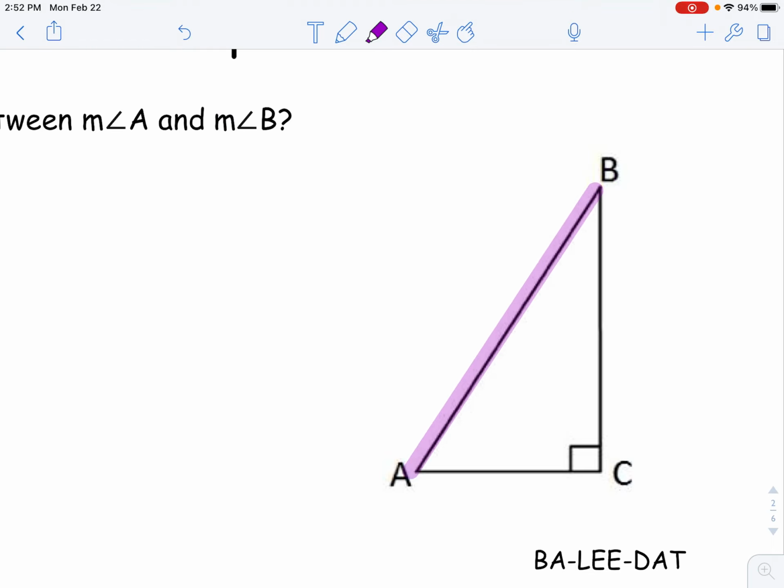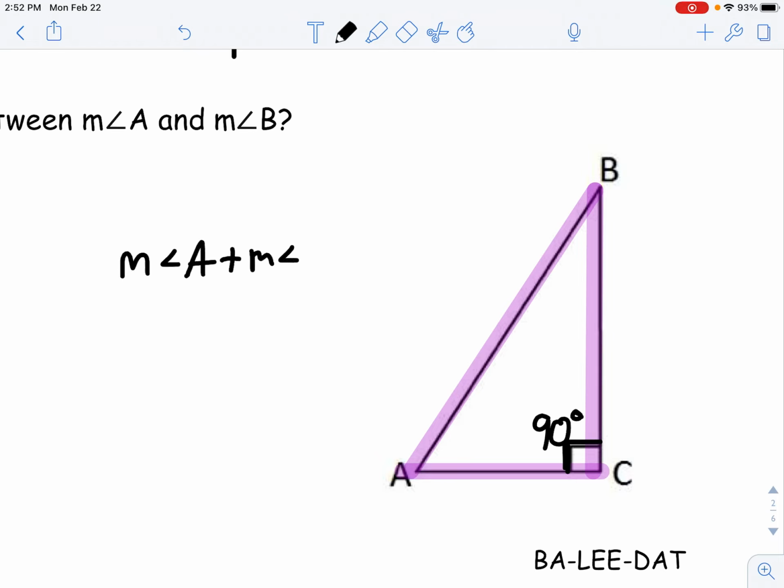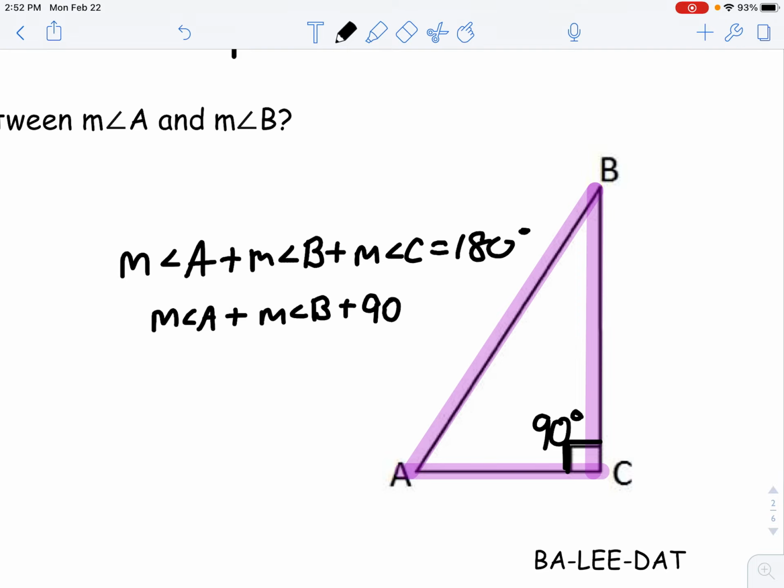This is just some random right triangle. I think I probably just Googled right triangle and copied and pasted this from the internet. We don't know much about this right triangle, except we know this is a 90-degree angle. Well, hold up. Measure of angle A plus the measure of angle B plus the measure of angle C, something I know about all triangles, they add up to 180 degrees. Well, I know measure of angle C is 90 degrees because it's a right angle.